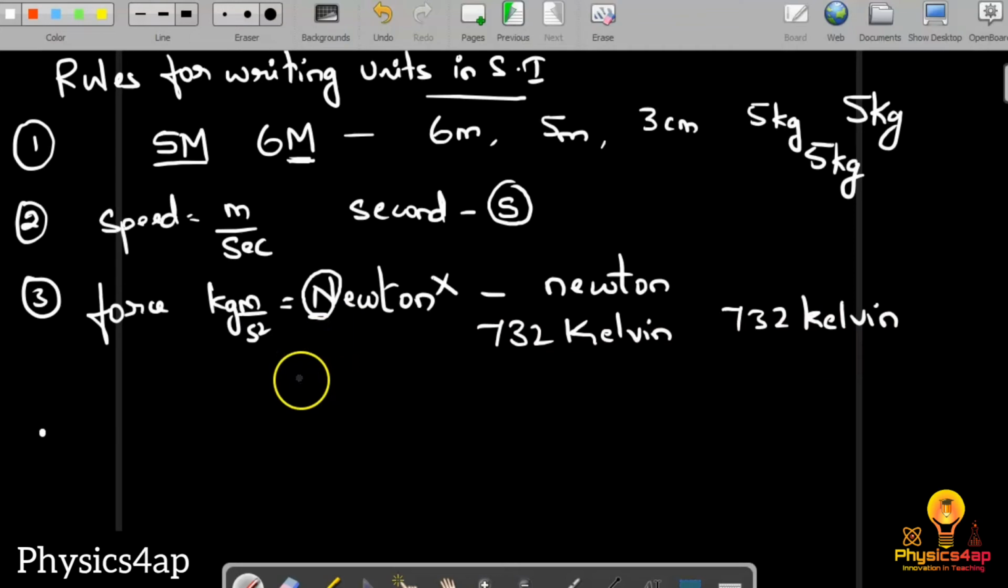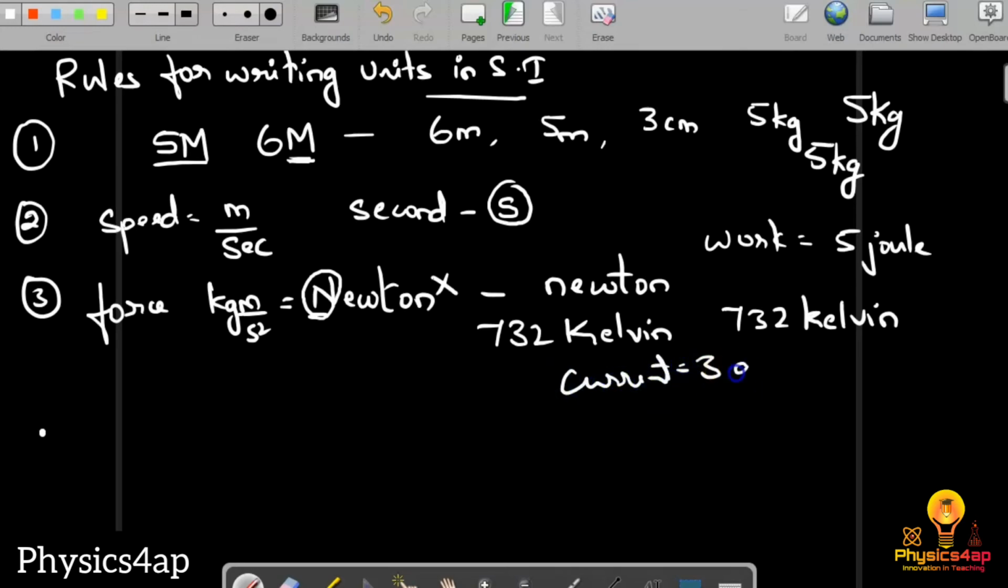So in the name of the scientist, like for work we write 5 joule. Okay, 5 joule. That means j should be a small letter. Like another one, we can write current. Current is equal to 3 ampere. Ampere, whenever you are writing ampere, a should be a small letter. That is the third rule.